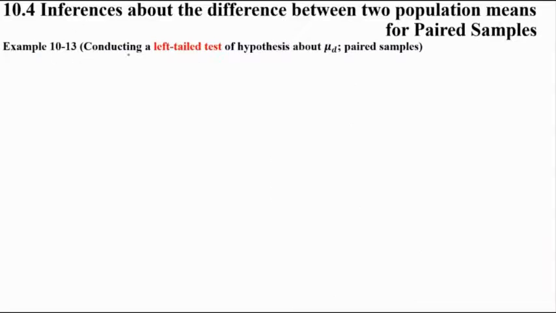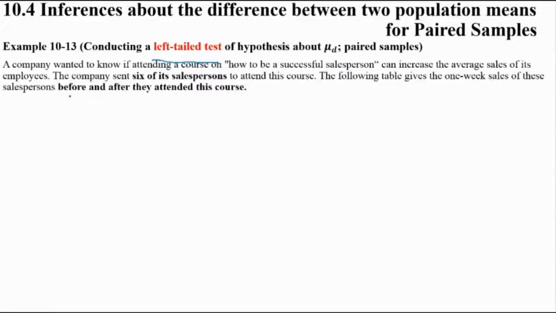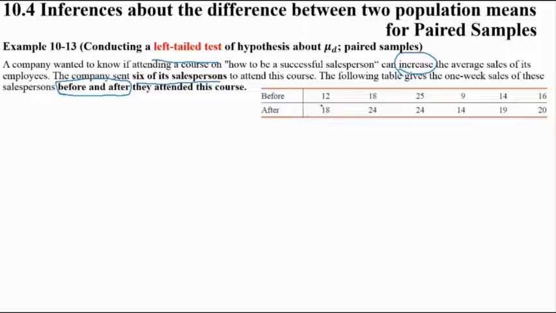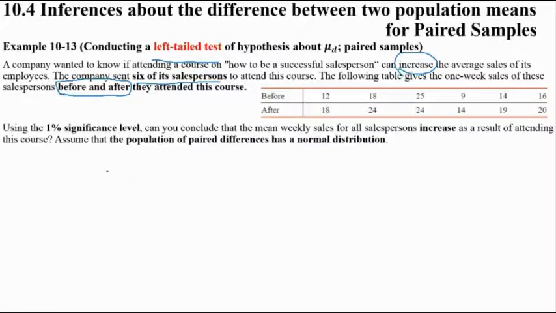So here is an example problem. A company wanted to attend a course on how to be a successful salesperson, to see if it can increase the average sales of employees. We have 6 salespersons, so sample size 6, and we are checking before and after. That's why it's a dependent problem. We check before and after, with a 1% significance level.